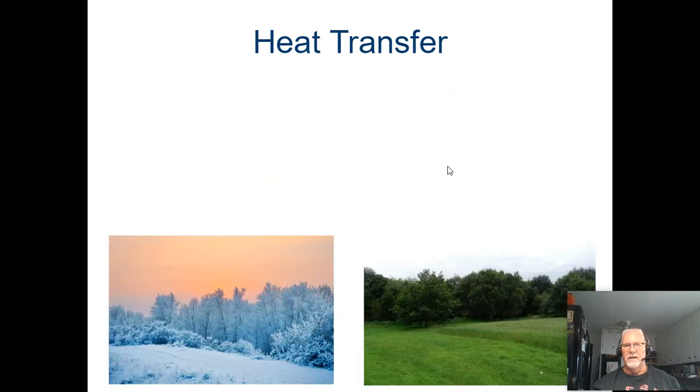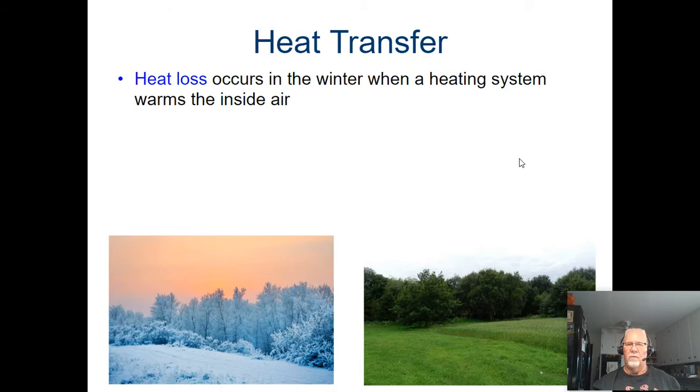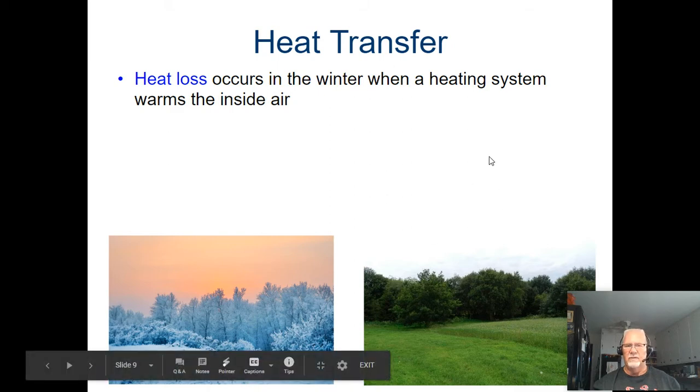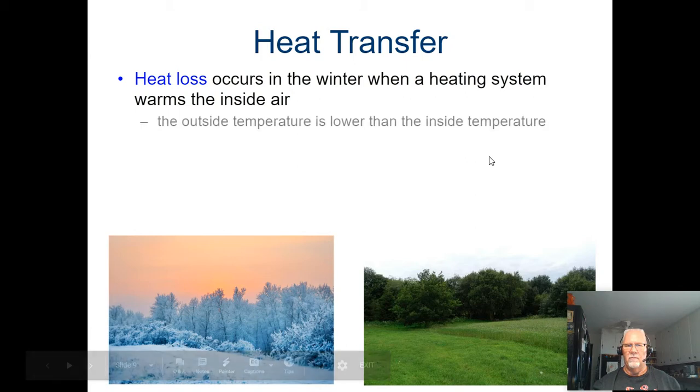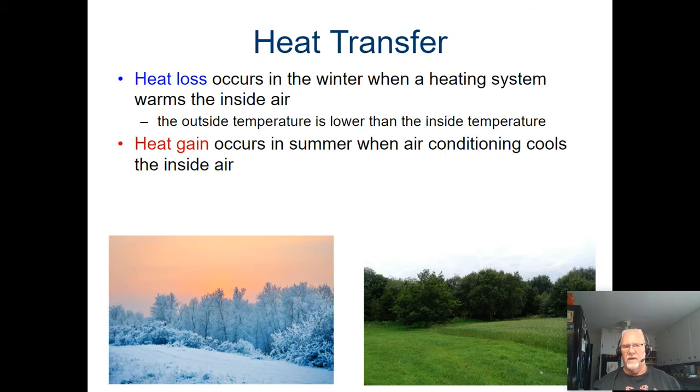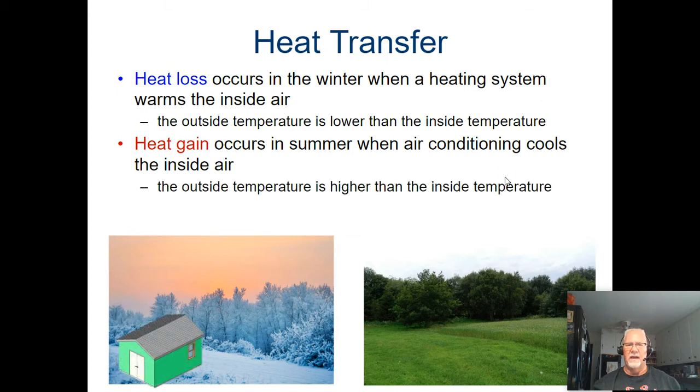All right, so what does heat transfer look like? Heat loss occurs in the winter when we have a heating system that warms the inside air, and that inside air wants to get outside where it's cold. Remember, it transfers warm to cold, hot to cold. The outside temp is lower than the inside temp, therefore, it wants to transfer out. Heat gain occurs in summer when the air conditioning cools the inside air. So we don't want our house to get hot inside, but that's exactly what is trying to happen. It's hot outside, that warm is trying to get inside. Outside temperature is higher, so it tries to transfer that heat inside of our house.